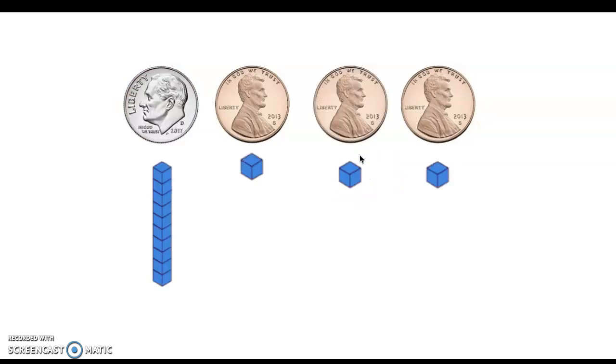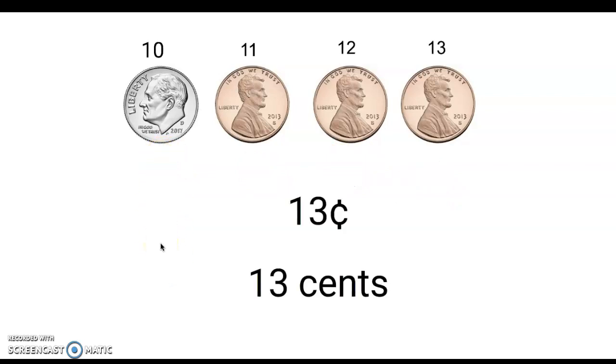It's kind of like thinking about how we would count with base 10 blocks. We wouldn't start with our ones, we would start with the tens. So I would count 10 because I know a dime is worth 10, and then I would count on by ones because a penny is worth 1.